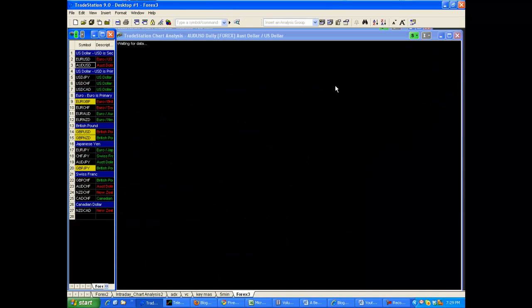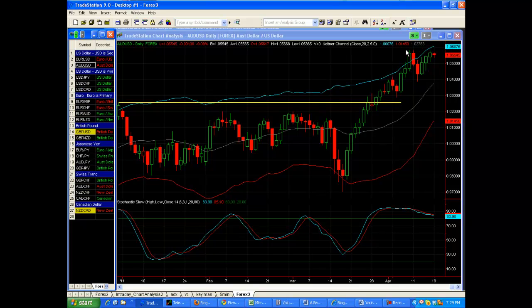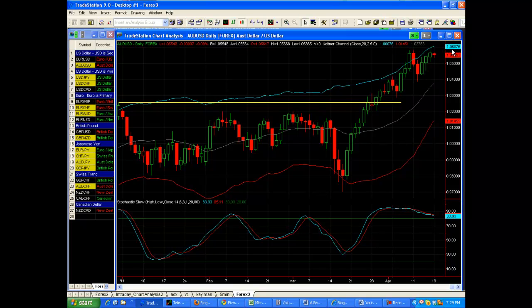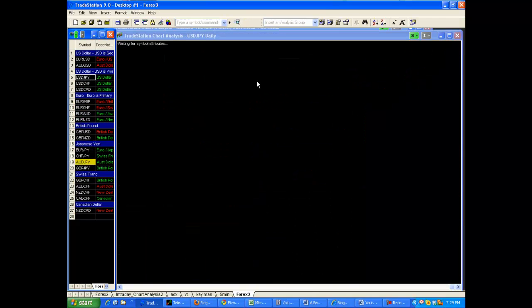Okay, here's the Aussie dollar. Aussie dollar looks like it is headed for a retest of these highs, but what it does there, that's the real question. It may double top, it may want to break and put in a little higher high on the upper Keltner channel line. So watch this one here. It's the Aussie.